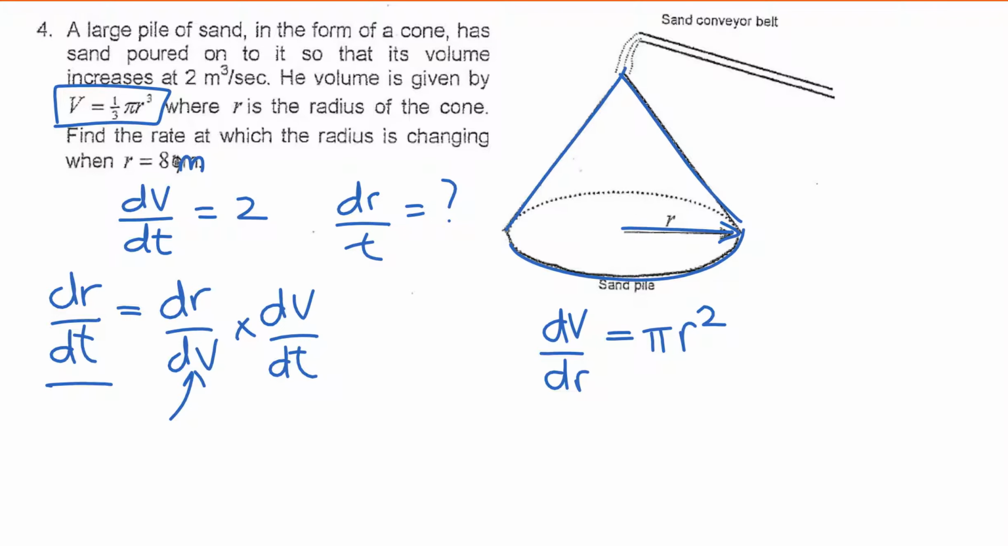Why does that have to be over dr? Because I'm differentiating the volume with respect to that variable there, which is radius. Okay? Happy with that? Now, dV by dr, that's not the same as dr by dV, is it? Invert it, flip it.